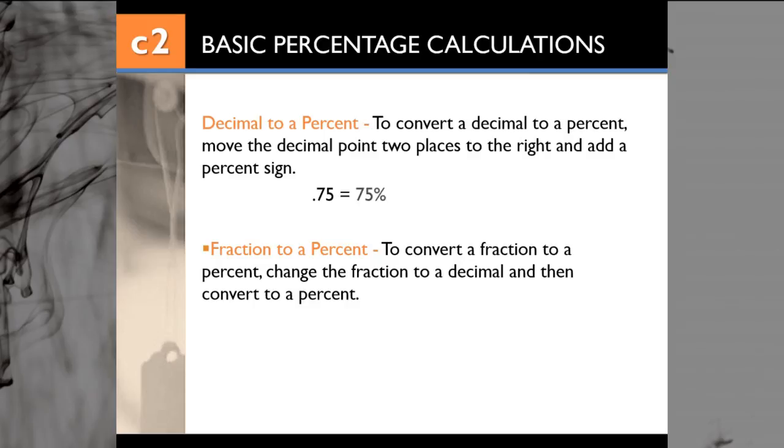That is 75%. How about a fraction to a percent? To convert a fraction to a percent, you change the fraction to a decimal and then convert to a percent. If you see 1 over 4, that means 1 divided by 4, which gives you 0.25. Then you multiply by what? 100. Yes, there you go. So it will be 25%.